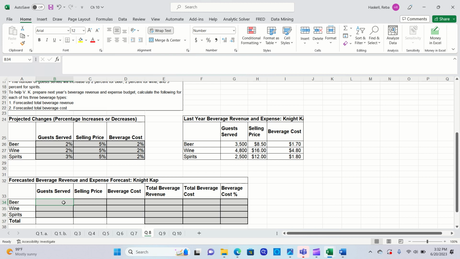Okay, so guests served. If we look at our beer, we're going to increase that by 2%, so we're going to multiply that by 102%. Same thing for our wine. Our guests served, we're going to multiply that by 102%. And then for spirits, we anticipate serving 3% more guests, so we'll take that number and multiply it by 103%. All right, so our selling price is going to increase by 5%. So let's take last year's selling price and multiply it by 105%. We'll do the same thing for the wine and the spirits.